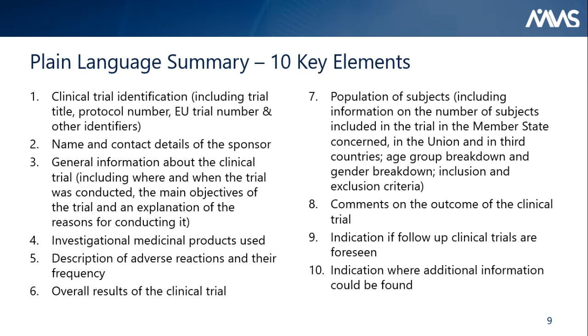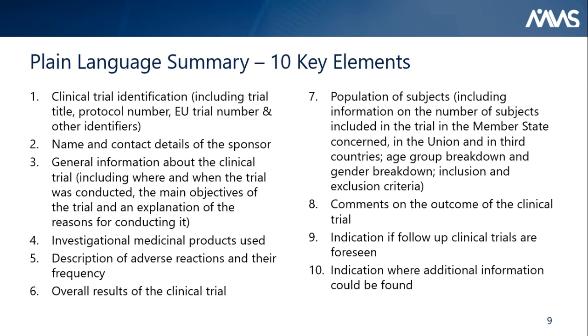Annex 10 of the clinical trial regulation lays out the 10 key elements that should be included in each plain language summary. These elements are often outlined in a sponsor's template. They include the clinical trial identifier, be it the protocol ID, the title of the trial, the EU trial number, and it also contains the name and contact details of the sponsor.